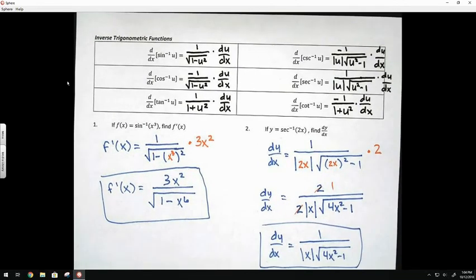All right, so we're going to do lots of practice with these rules. Again, they are rules that you have to memorize, but we'll do so much practice that you guys won't have really a problem memorizing them.